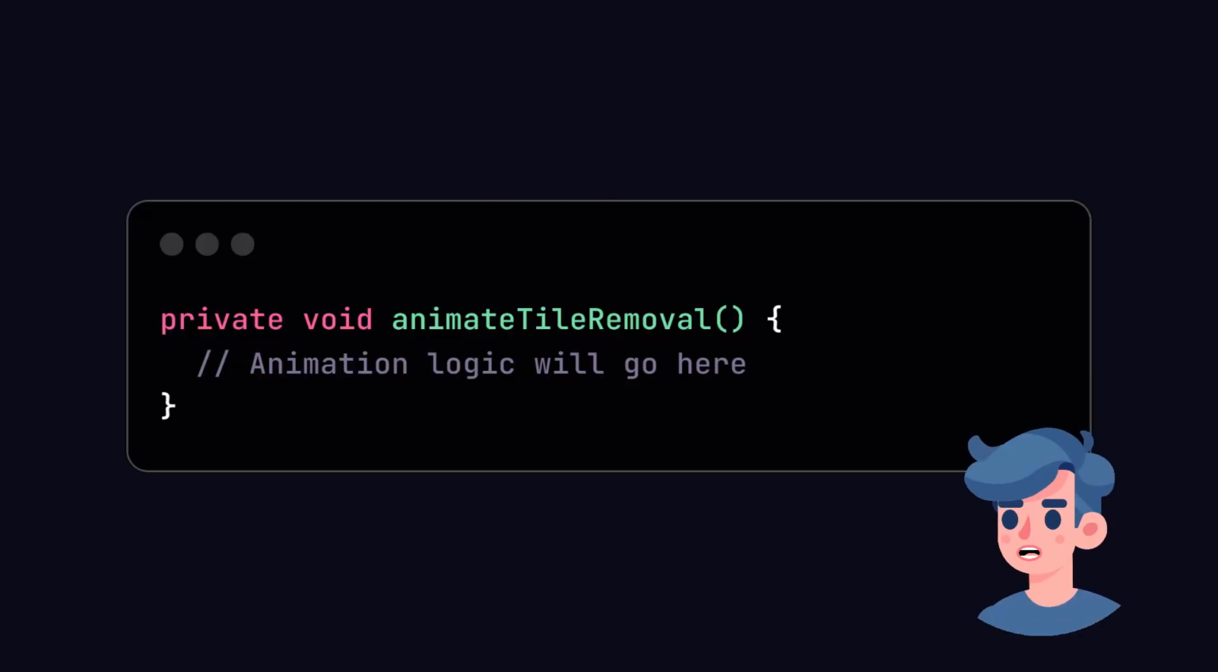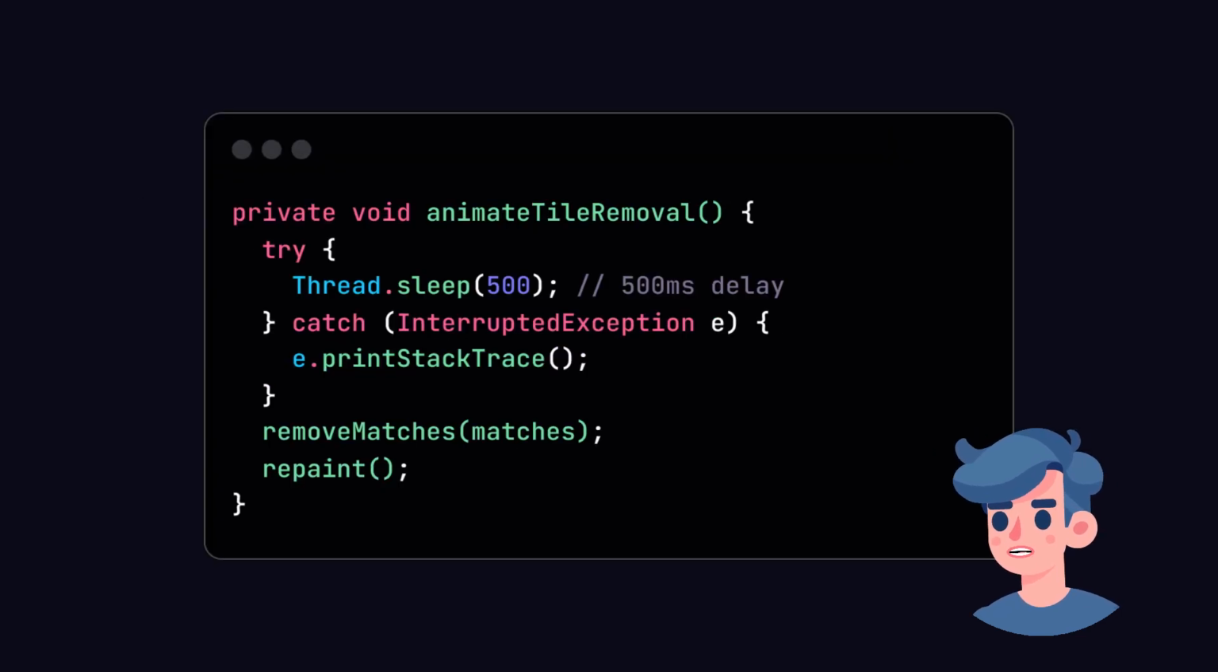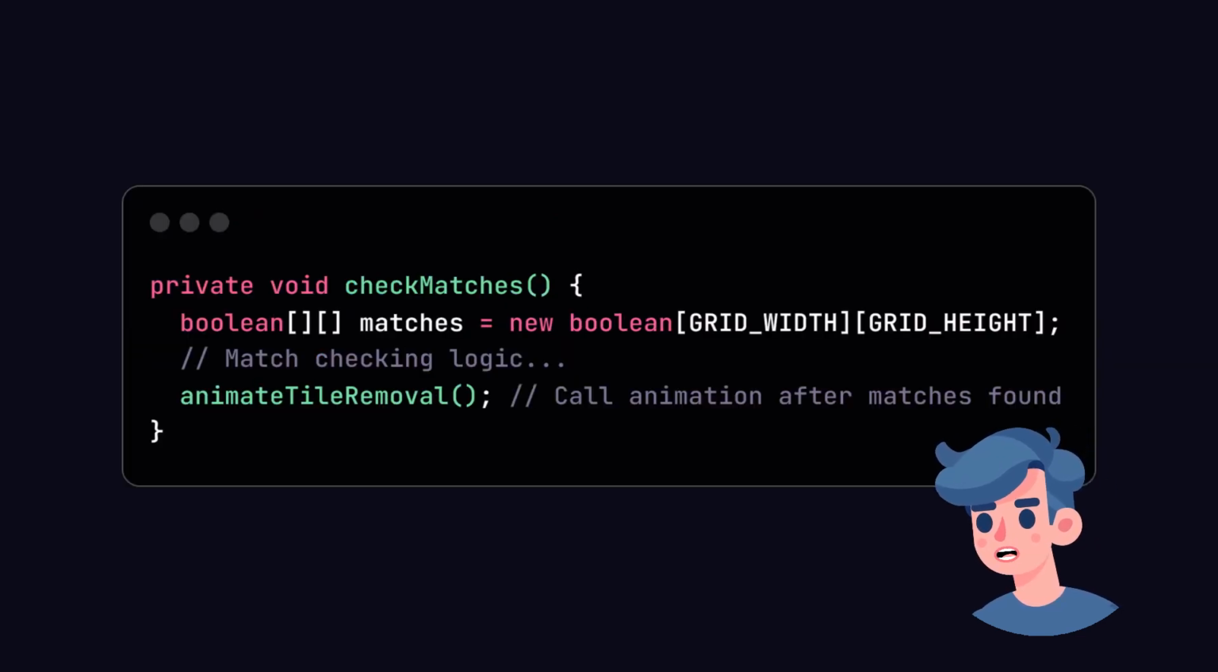Now, we need to add some visual feedback during gameplay. We will add some animations when tiles are removed. Let's define a method called animateTileRemoval. For simplicity, we'll just add a delay before redrawing the grid for now. Let's structure that final method to include a delay. Incorporate the animation method after the match checking logic.